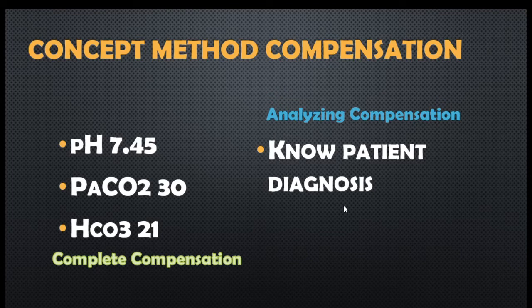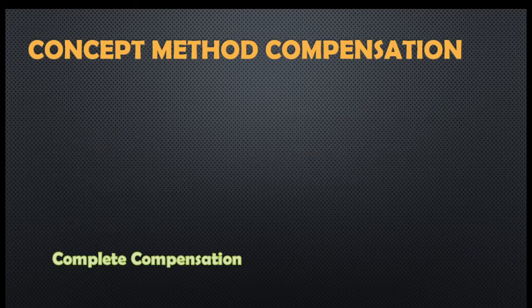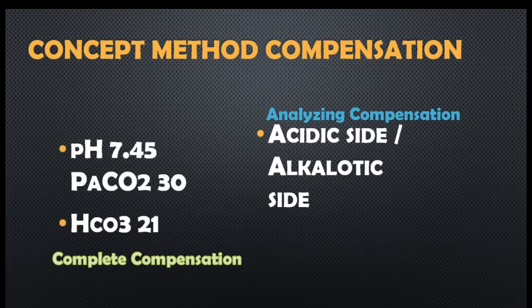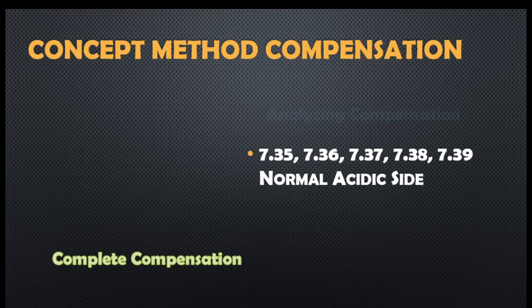So that is using your knowledge of the patient diagnosis. So what if in the board exam you are presented with an ABG without a patient diagnosis? That's why we have the next concept method, analysis of the acidic side or alkalotic side. So what does it mean? It means that in your pH level, we have the normal value of 7.35 to 7.45. So it means that 7.40 is the neutral point or neutral value of your normal pH value.